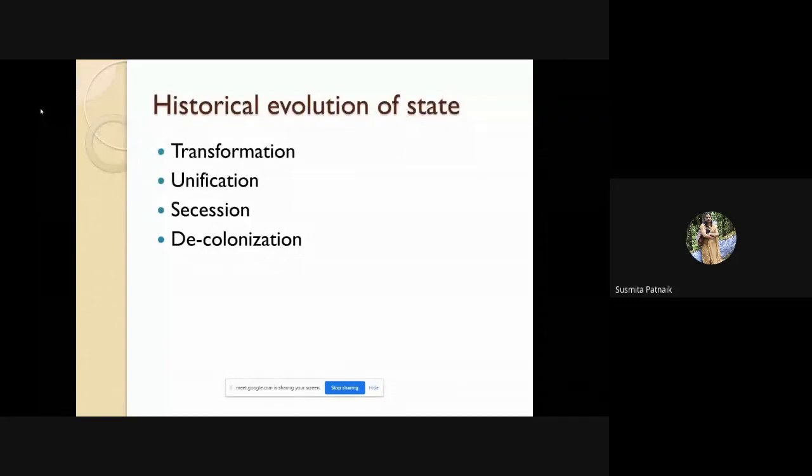So when a state becomes independent from the colony, it is called the decolonization process. Take India: after getting independence, it became decolonized from the UK, the UK state or the UK empire.